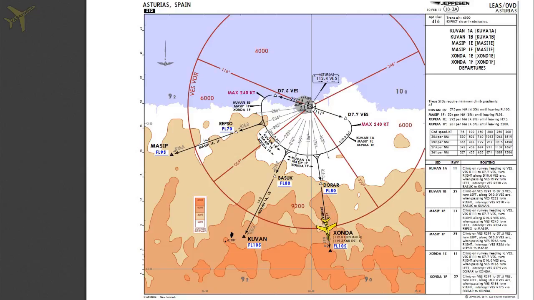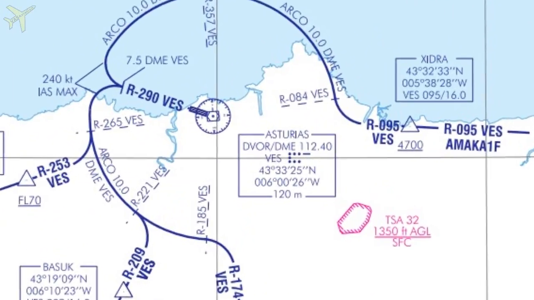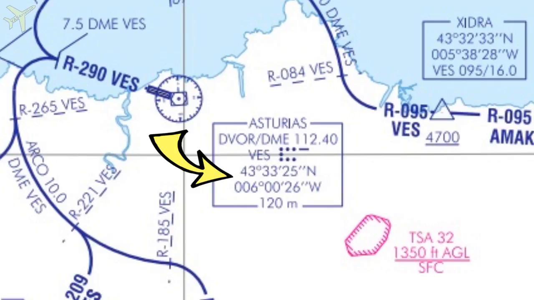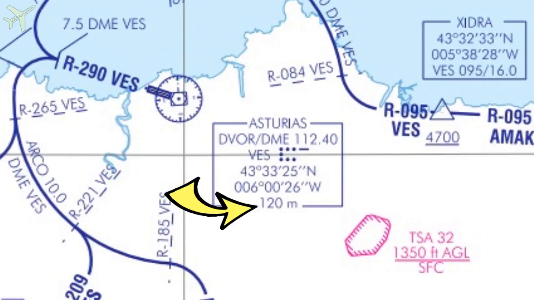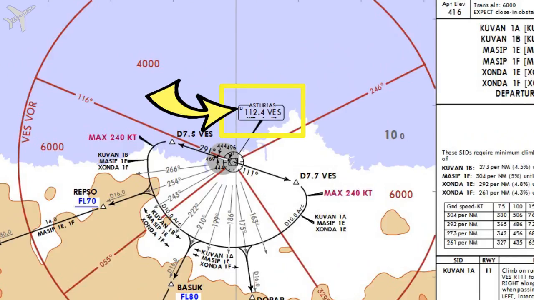We've said all these procedures are based on the Victor Echo Sierra VOR, so we'd like to know something about that radio station. We can see that Victor Echo Sierra VOR stands for Asturias VOR with frequency 112.4, and the Morse code is also given. There are charts on which coordinates and even elevation of the station can be given as well. The small letter D inside the box stands for DME.